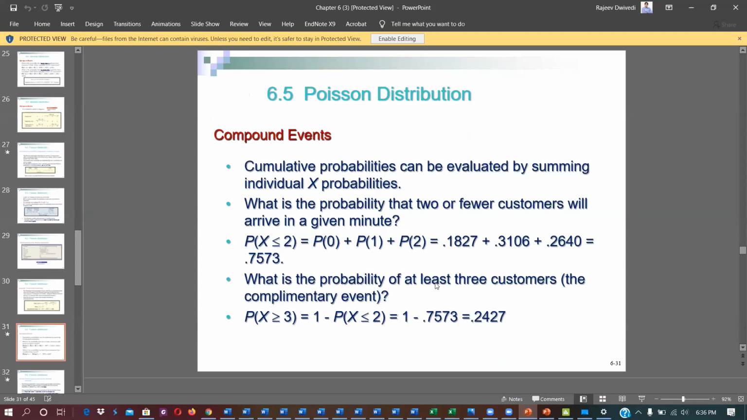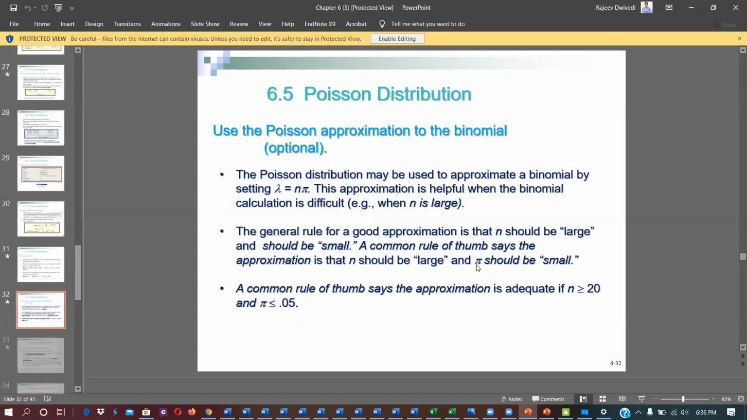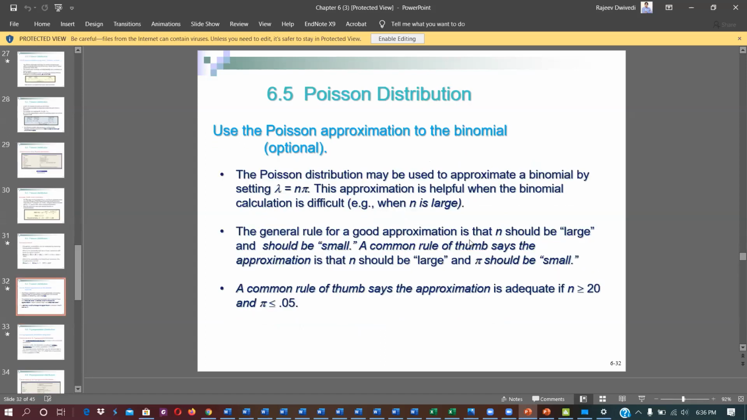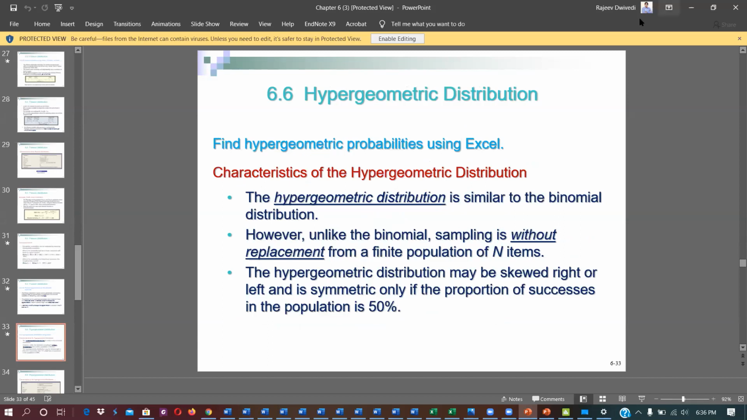And here if you ask what is the probability of at least 3 customers, it means you need to get the value up to 2 and subtract from 1. So 1 minus what we got up to 2, and this 24% is the probability of at least 3 customers. So this is Poisson distribution. Is it clear?